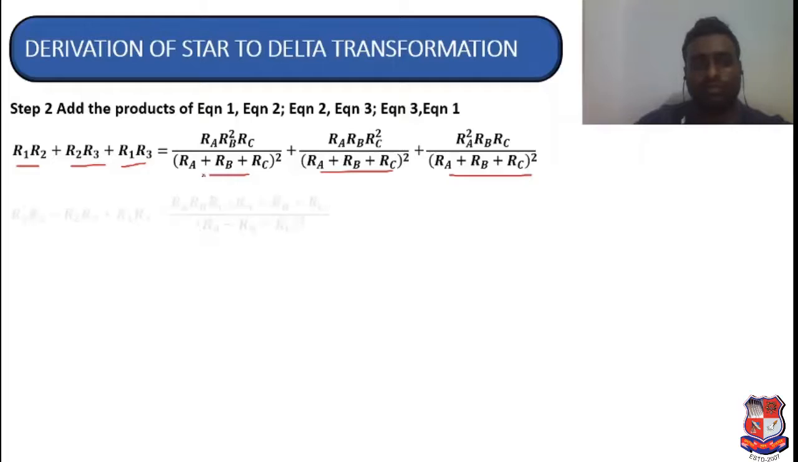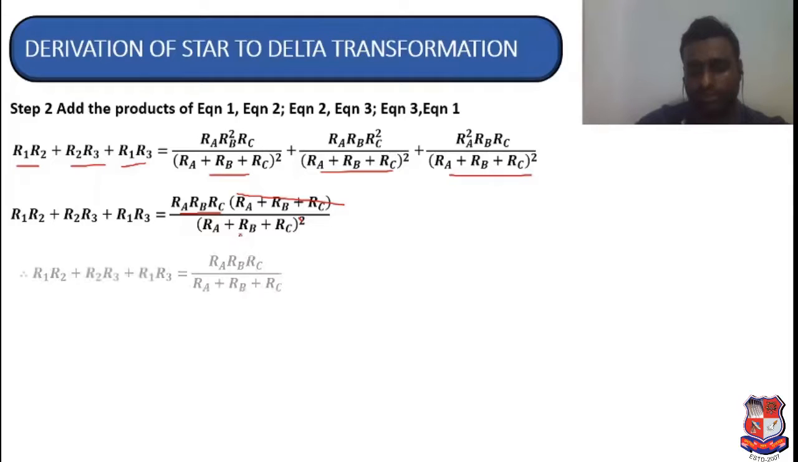On doing this, you can see here RA, RB, RC. Over here also RA, RB, RC, and here also RA, RB, RC is there. So it is taken common. What will be left? From here RB will be common, from here RC will be there, and from here RA is there. So you will get this equation. Now this RA plus RB plus RC will get cancelled with this square. So you will be left with RA RB RC divided by the summation of resistances. This will be the equation.